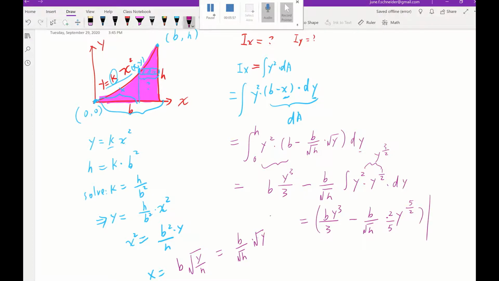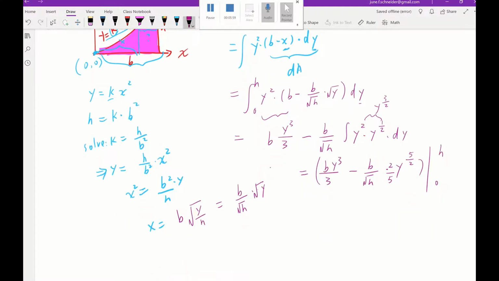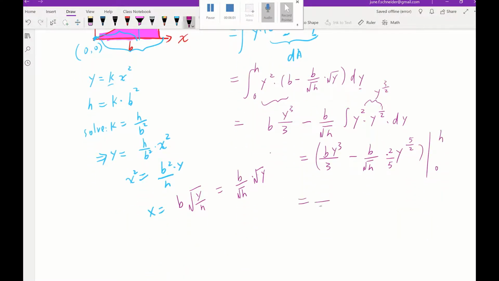We said the y range is from 0 to h. Let's see how we do. So b over 3 and y will be substituted by h, and then the second term, we have 2/5, and in that situation, it's h, and we have 5 over 2. Okay, let's see if we can simplify our second term.